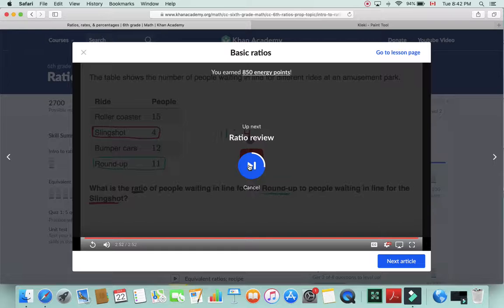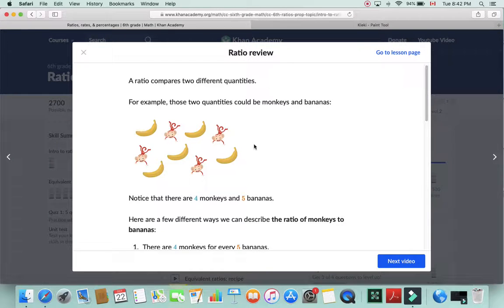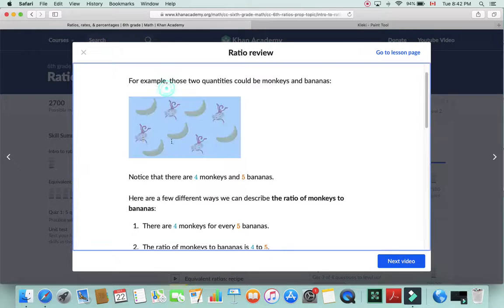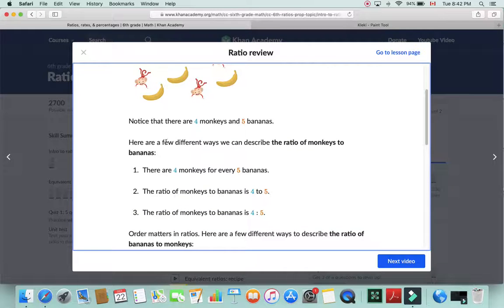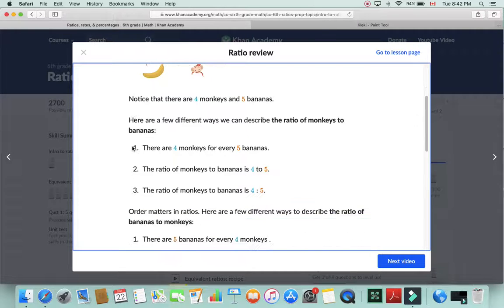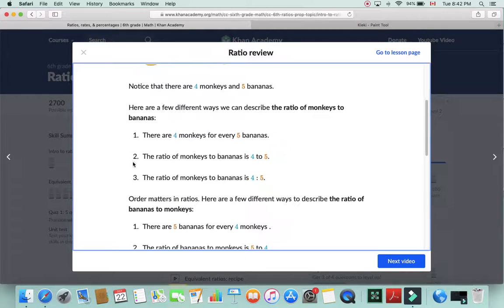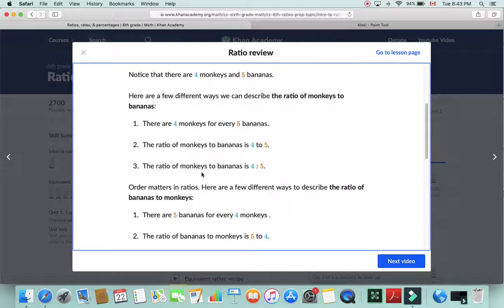Okay, let's go ahead and read the article. A ratio compares 2 different quantities. For example, those 2 quantities could be monkeys and bananas. Notice there are 4 monkeys, 1, 2, 3, 4, and 5 bananas, 1, 2, 3, 4, 5. Here are a few ways we can describe the ratio of monkeys to bananas. There are 4 monkeys to every 5 bananas. The ratio of monkeys to bananas is 4 to 5.